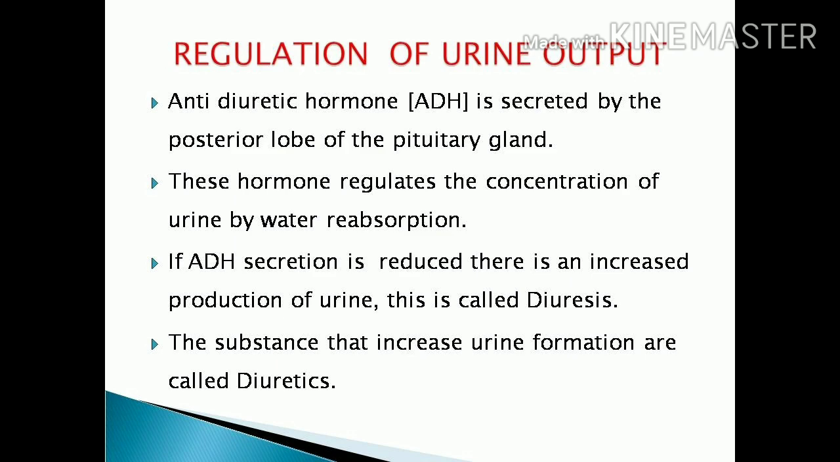One more condition is called diabetes mellitus. It is because of the insufficient secretion of insulin hormone. It is not due to ADH hormone, it is insufficient secretion of insulin hormone. In that condition, the urine will have a sweet taste. But if there is less secretion of ADH hormone, urine will become tasteless. More detail is there in the endocrine system chapter.